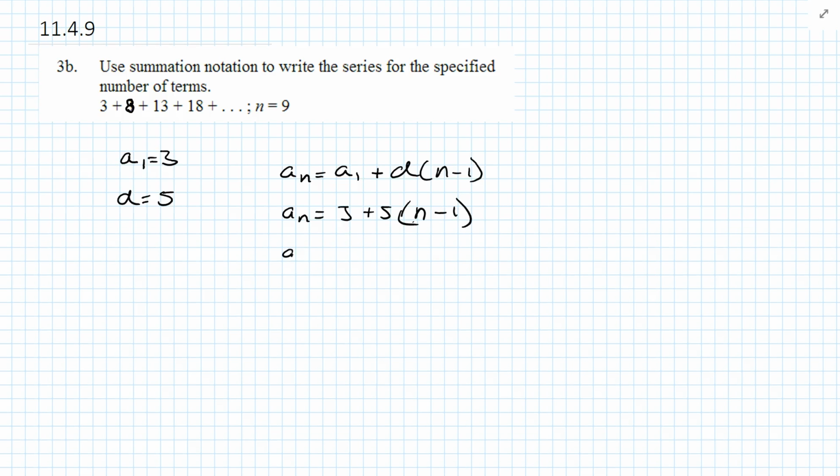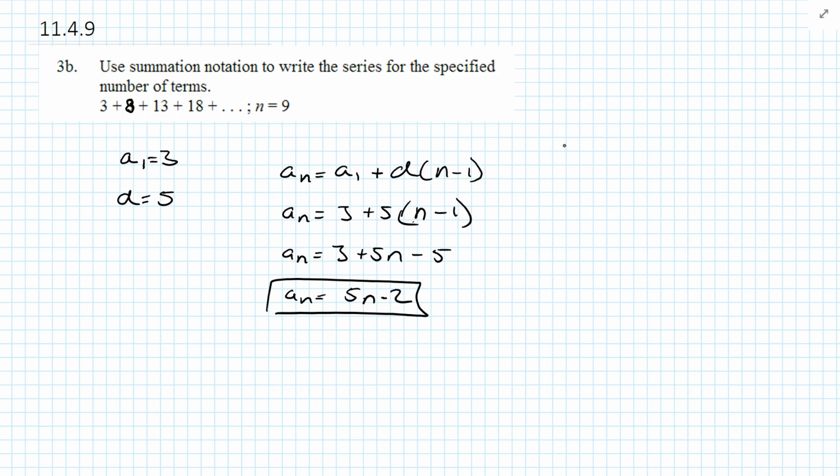So distribute it. a of n equals 3 plus 5n minus 5. So a of n equals 5n minus 2. So there is our explicit formula. Now we're just going to put the sigma n equals 1 to 9 of 5n minus 2.